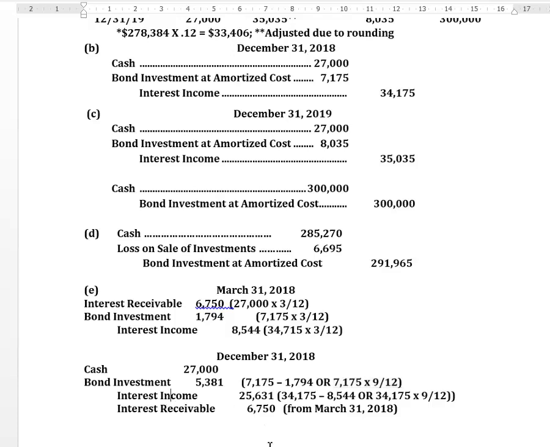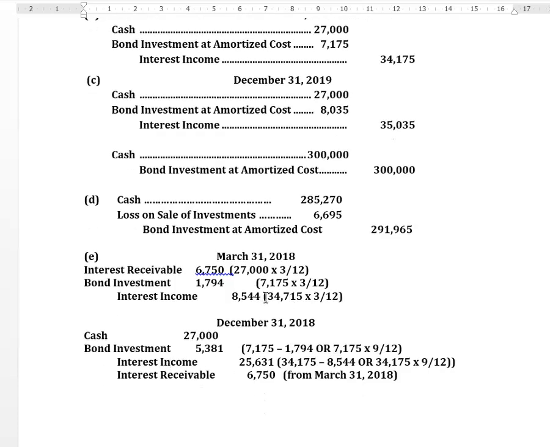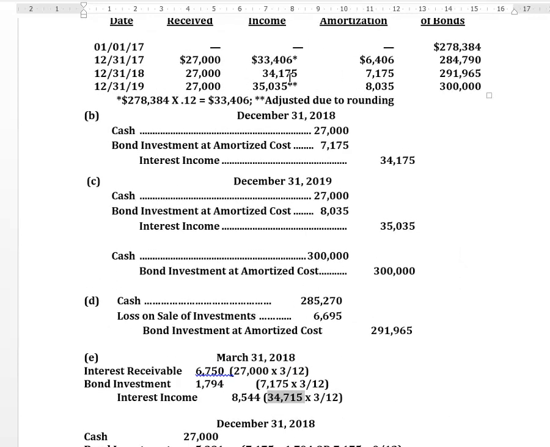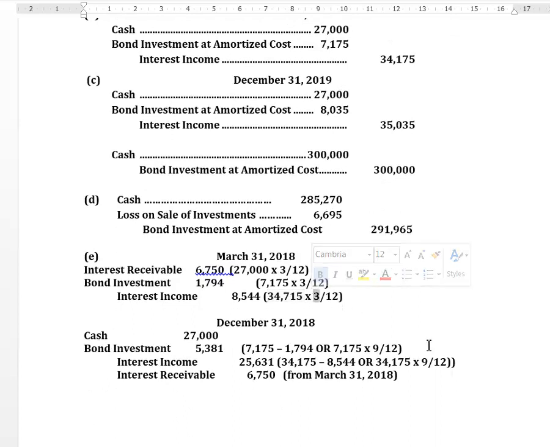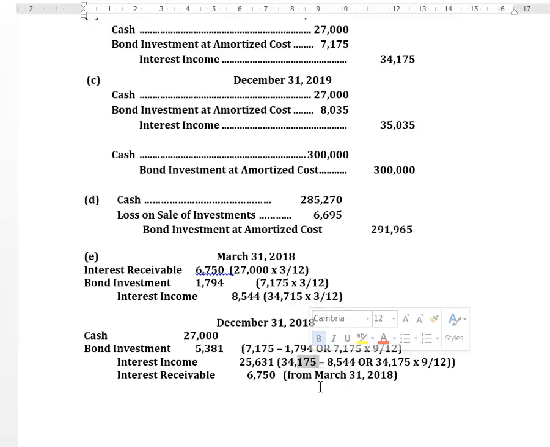Now don't forget, I also have to book some interest income. For the whole 12 months, you would have booked interest income of $34,715. That's from your table. You've already booked 3 months of it, so you can now book the other 9 months. Or say, if I would have booked $34,175 for 12 months, I've already booked $85.44 for 3 months, so that's what would be left for 9 months. Or you can take the whole 1 year and take 9/12 of it. Because don't forget, you took $34,715 for 3 months. The other 9 months has got to go from September to December.